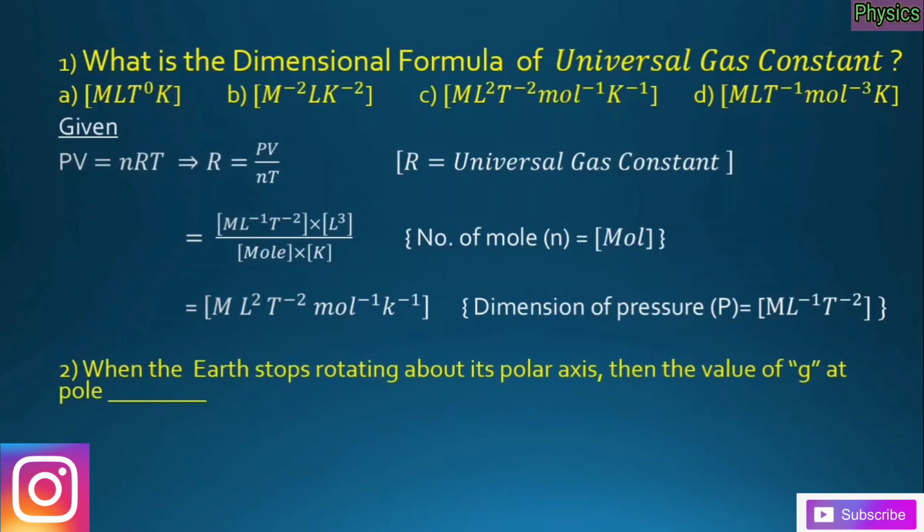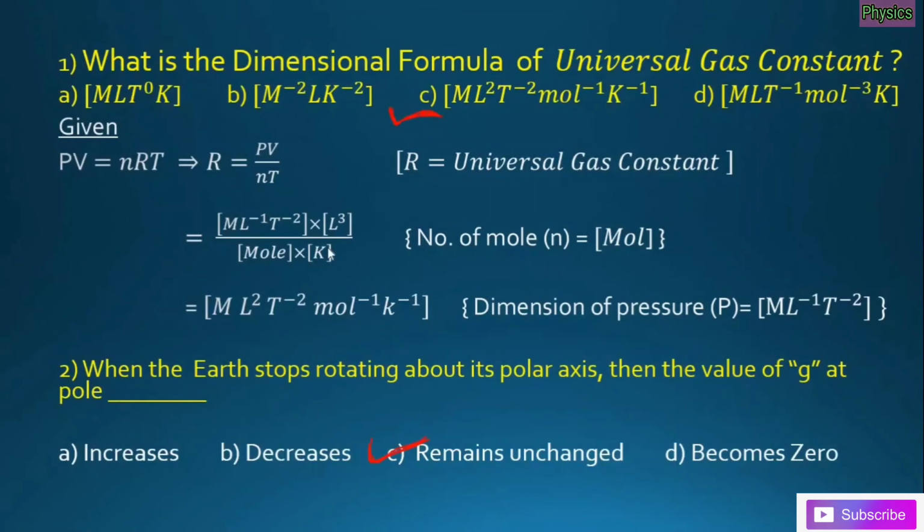When the earth stops rotating about its polar axis, then the value of g at the equator. The earth stops rotating about its polar axis, and the value of g at the pole remains unchanged, g' equals g. Option C is the answer.